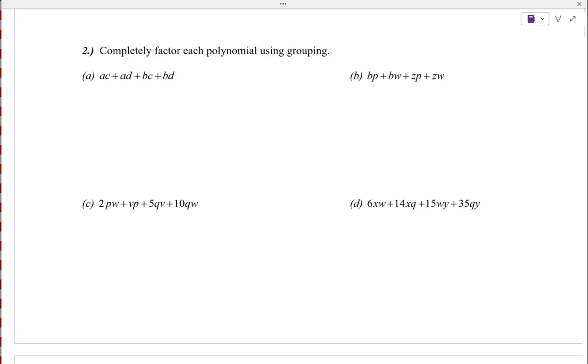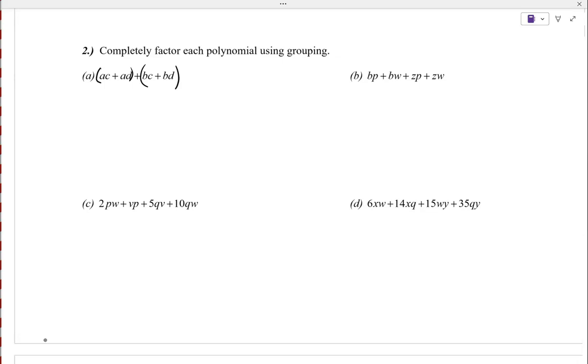Okay. When we're doing grouping, the only time that you're going to apply grouping for factoring is if you've got a polynomial with 4 terms in it. Okay? If it doesn't have 4 terms in it, you don't need to worry about grouping. Only if it's got 4 terms are we going to worry about grouping at all. Okay? All right. So remember, for grouping, we want to look at the first 2 terms together and the second 2 terms together and see if we can pull out a greatest common factor.